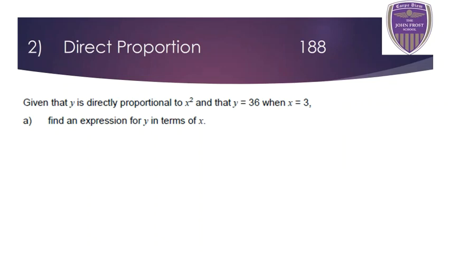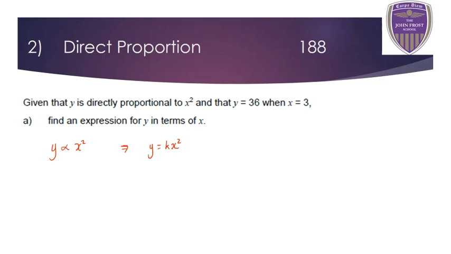Okay, direct proportion then. If we're told that y is directly proportional to x squared, we write that down like this. We use the proportion sign. y is proportional to x squared. But what that actually means to us is that y is equal to something times x squared. That's how they're linked.